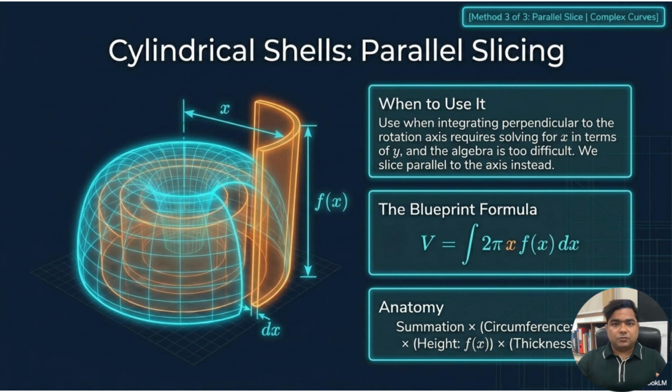So the small shell volume is circumference times height times thickness. That means 2 pi x times f of x times dx. When we integrate, we add all the cylindrical shells. The shell method is especially useful when the washer method would require solving for x in terms of y, or when the algebra becomes complicated. So the shell method is often a smart shortcut. It changes the way we slice the region to make the integral easier.